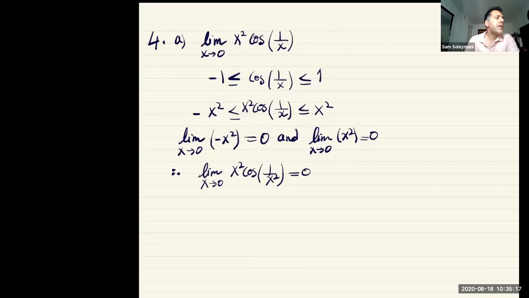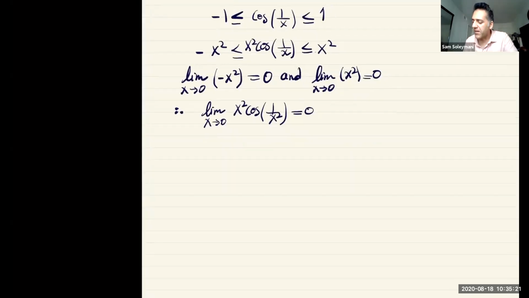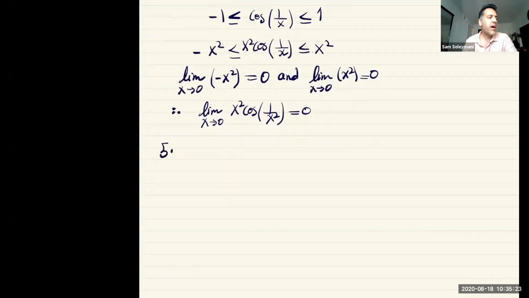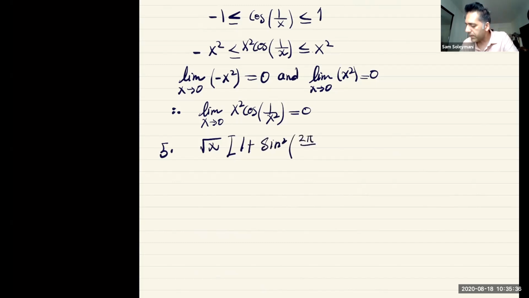I have a few minutes left. Let me, oh, for problem 5, we have root x times the square root of 1 plus sine squared. I frankly did not look at these problems last night, but whatever. Let's bound this function also.